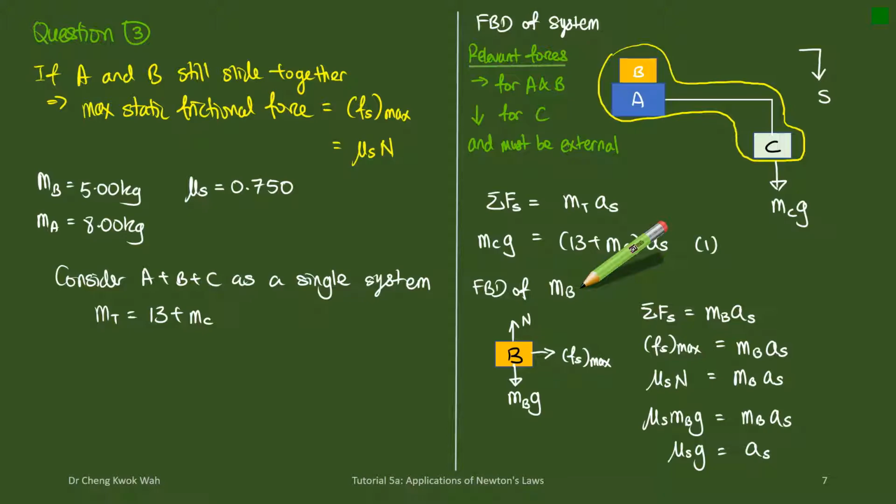So if we draw the free body diagram of block B, we have 3 forces acting on it. First, the weight mBg acting downwards, the normal force acting upwards, and also the maximum static frictional force acting to the right. So we apply Newton's second law in the s direction. Summation of forces in the s direction is equal to mB times a_s, so that mu s N is equal to mB a_s. From here, we can easily solve for our acceleration in the s direction.